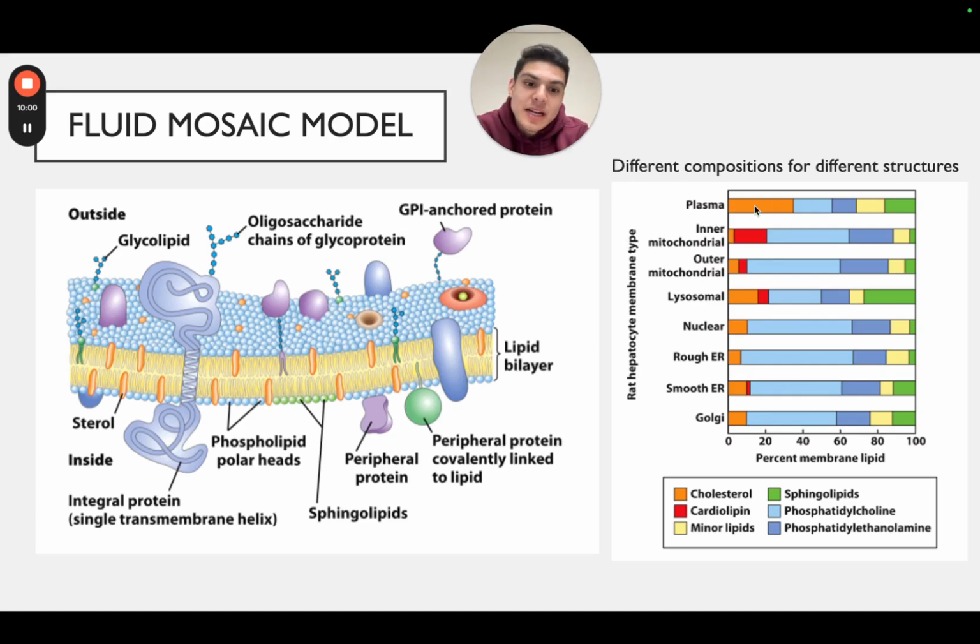As you can see, the plasma membrane has cholesterol, sphingolipids, phosphatidylcholine, phosphatidylethanolamine. These are a mouthful, and then minor lipids, and that's going to change in comparison to these other membranes that are in the organelles or whatnot inside the cell.